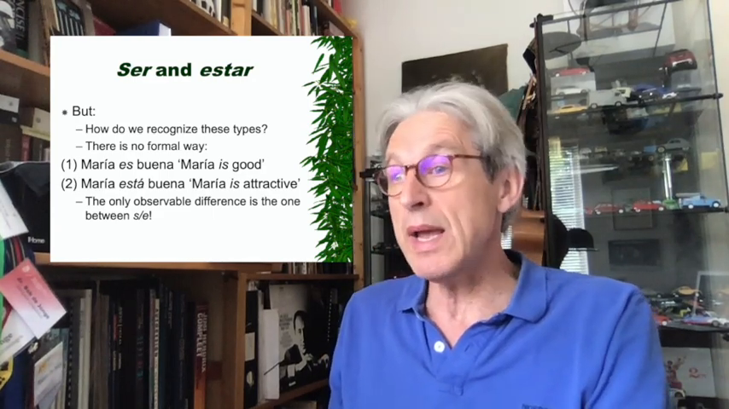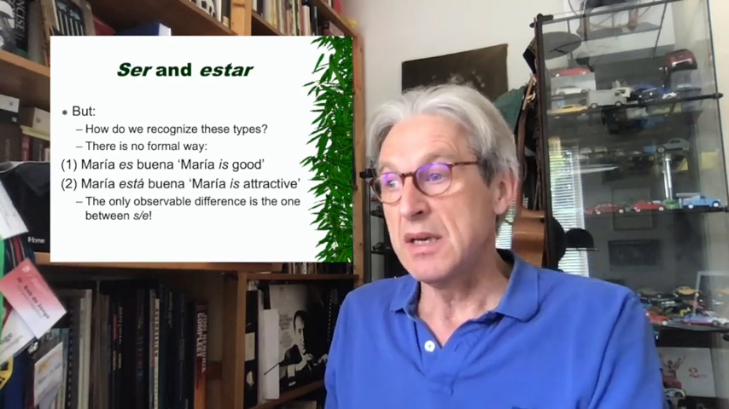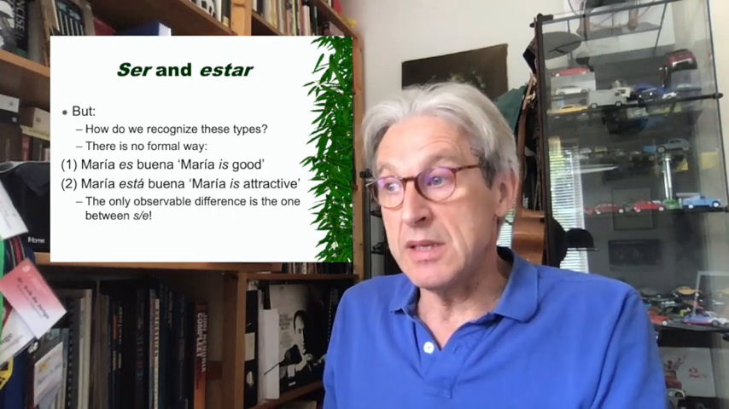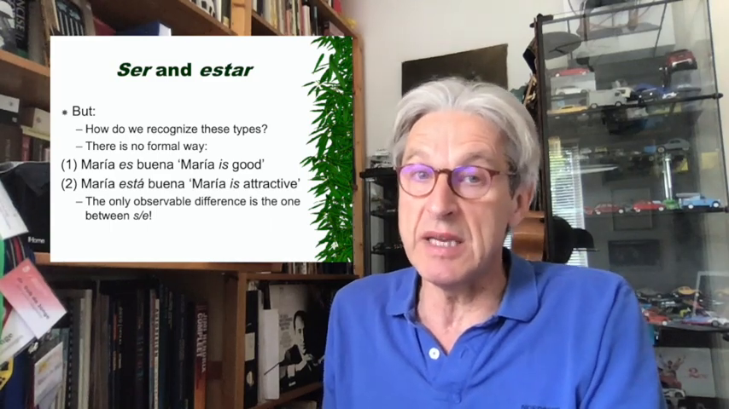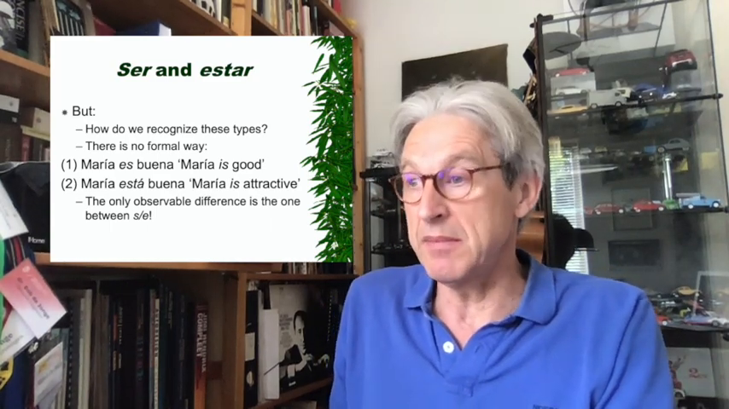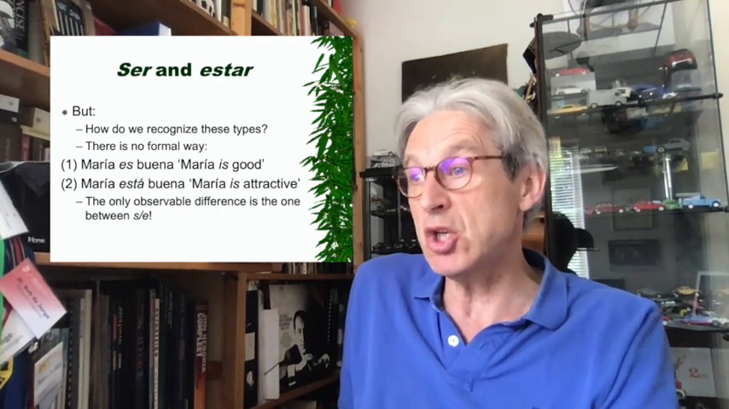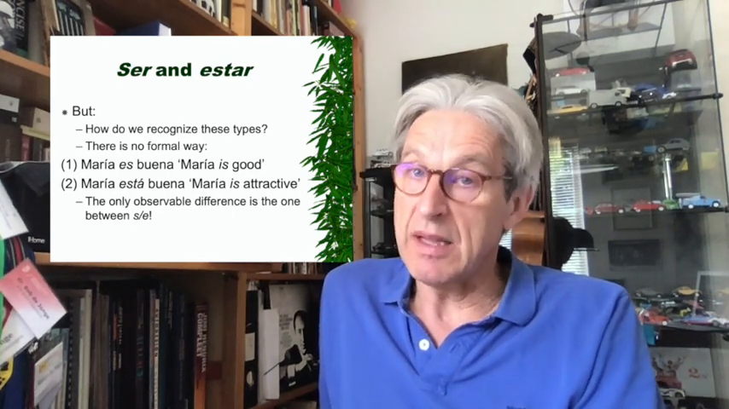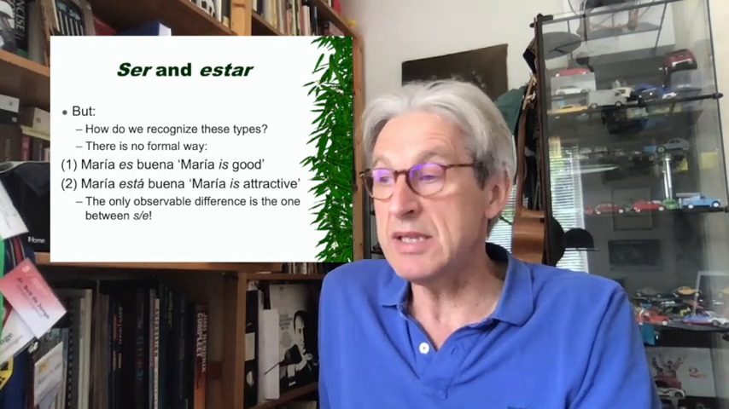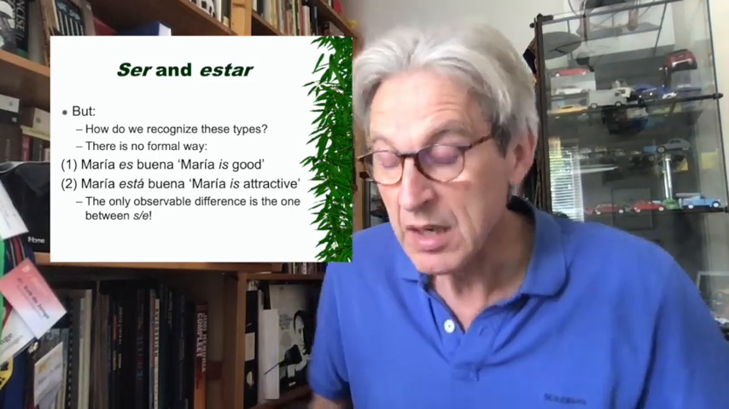There is no formal way, and when we have the so-called polysemic adjectives, the question is if it is really polysemic or are they just different interpretations of a same basic meaning. So, for example, in these phrases 1 and 2, María es buena, Mary is good, and María está buena, Mary is attractive, and well, attractive is a quite moderate translation of está buena because this attractiveness has erotic connotations. I have to say.